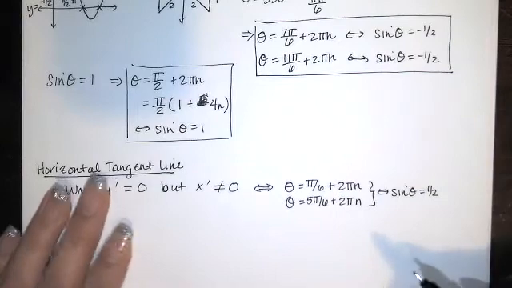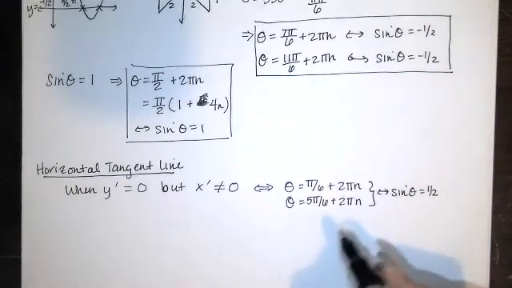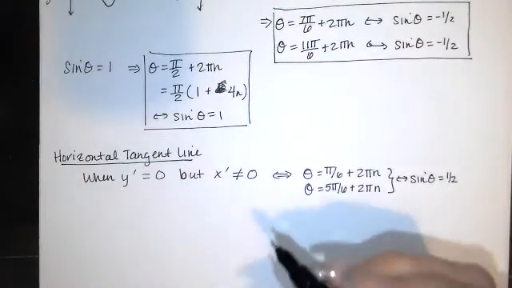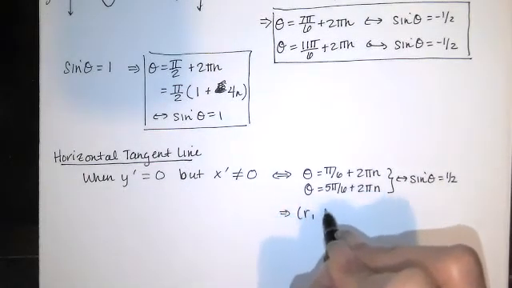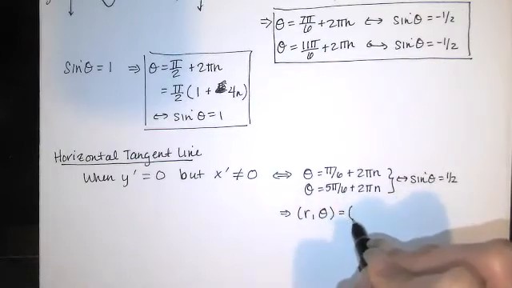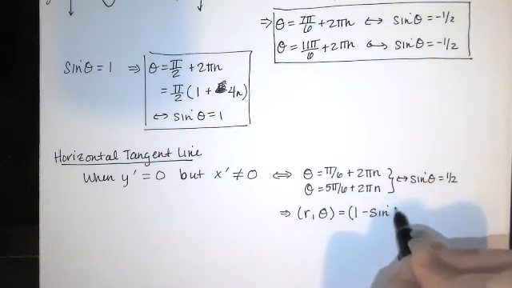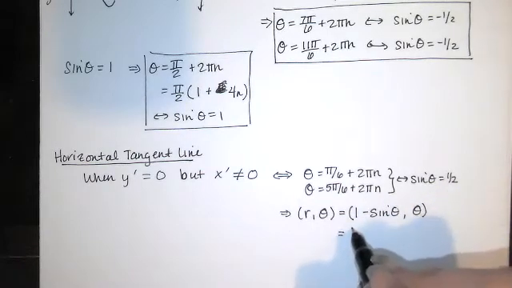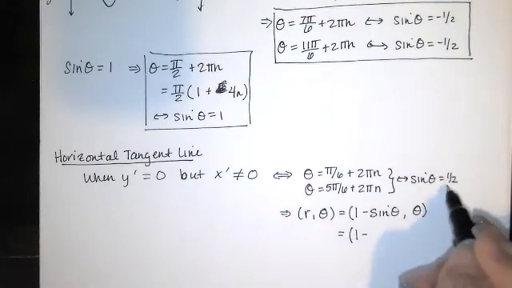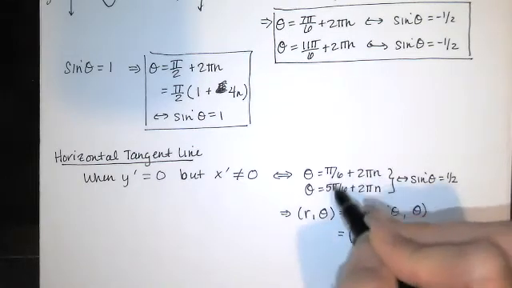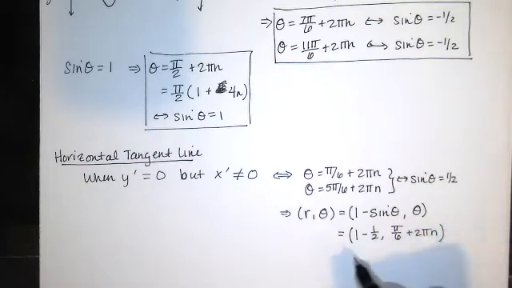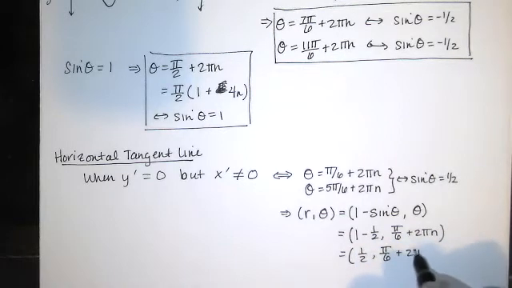Sine of theta equals 1/2. So the question becomes, where are those points with horizontal tangent lines? Well, they're given by r values with corresponding theta values, and r was 1 minus sine of theta. So we'll have r equals 1 minus sine of theta, which is 1/2, and these theta values: pi over 6 plus 2 pi n. So we're going to get 1/2 and pi over 6 plus 2 pi n.